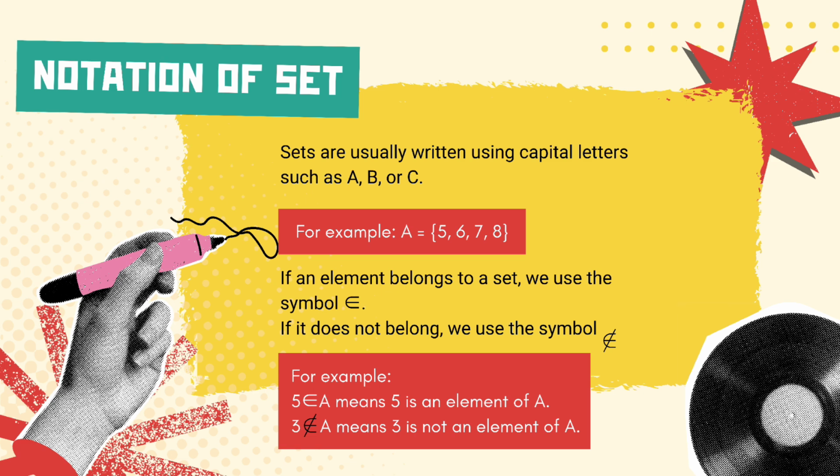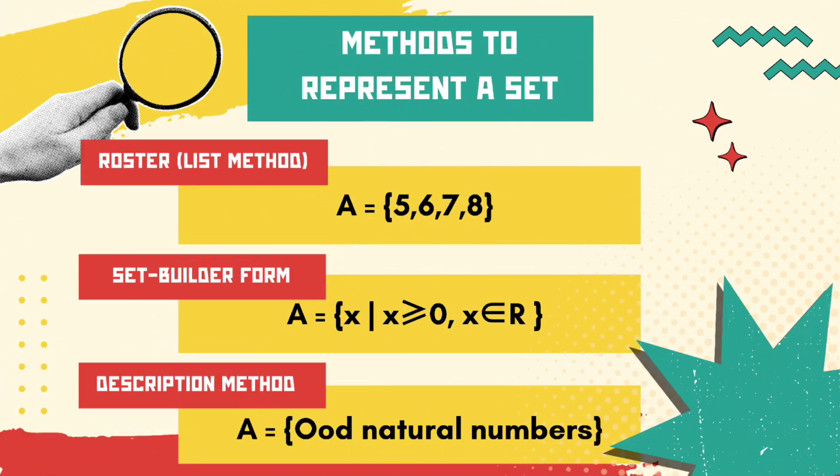If an element belongs to a set, we use the symbol like this. If it does not belong, we use the symbol like this. For example, 5 is an element of A, so we can use this symbol to show that 5 is an element of A. If we want to show that 2 is not an element of A, we can use this symbol.